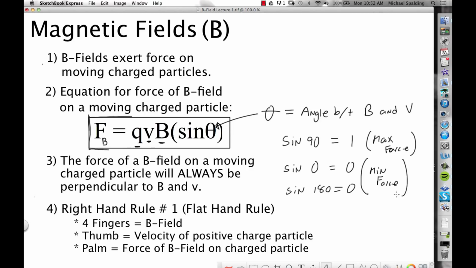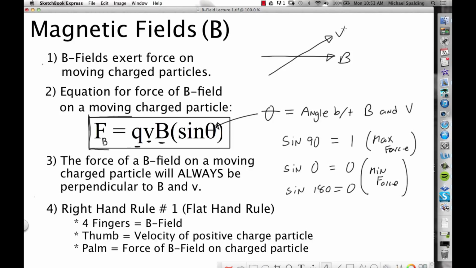Third idea here. The force that the magnetic field exerts on the moving charged particle will always be perpendicular to the magnetic field and the velocity. So here, this gets a little bit tricky. Say you've got, here's your magnetic field. This represents magnetic field. This represents velocity. Remember from geometry, 2 lines make a plane? Does that ring a bell? All right, so 2 lines intersecting form a plane. The force of the magnetic field will always be perpendicular to this plane.